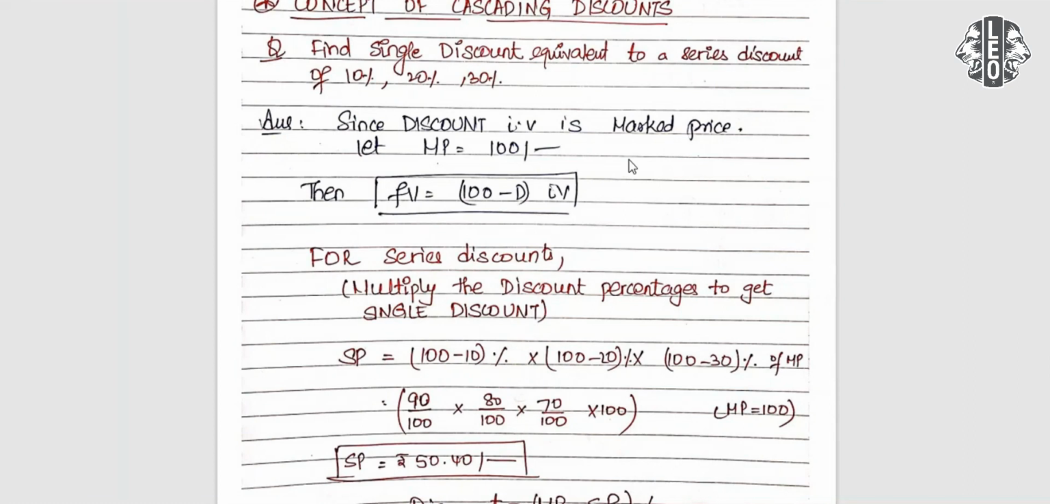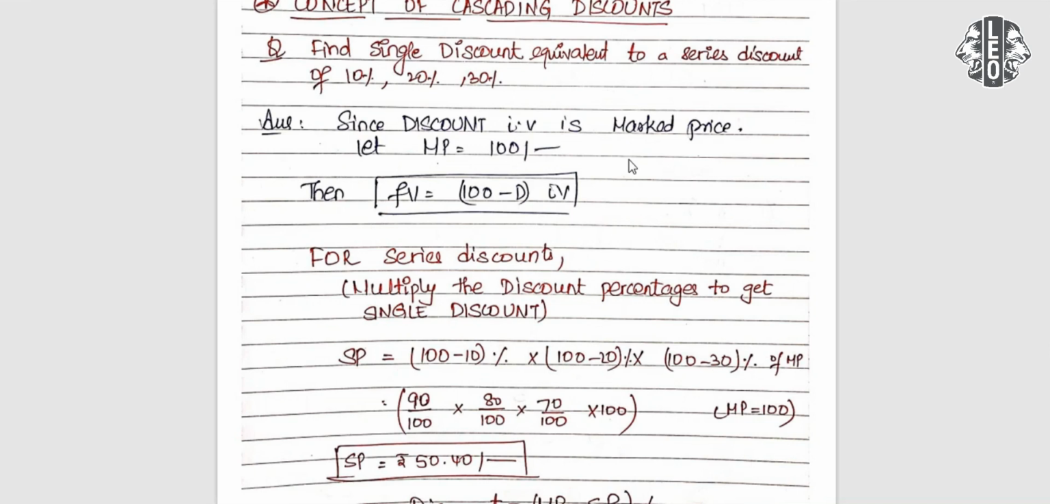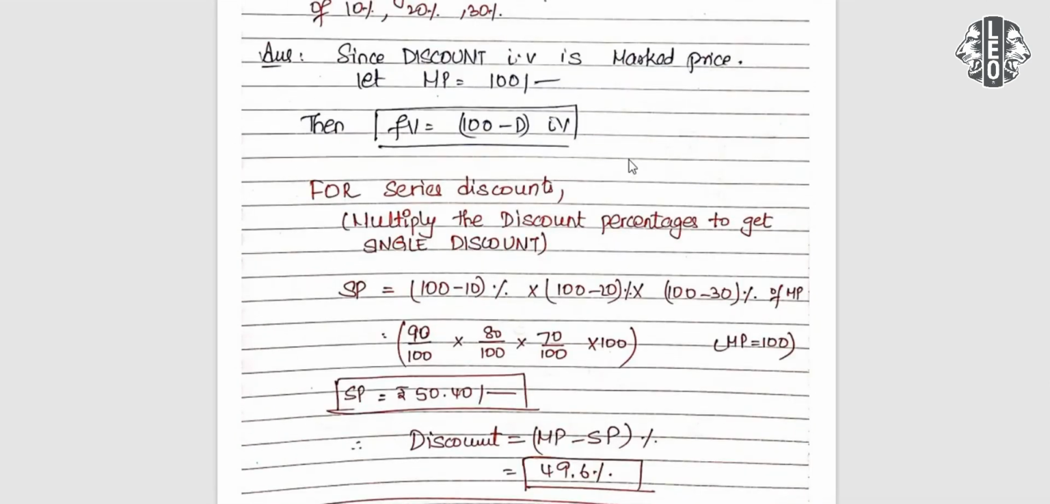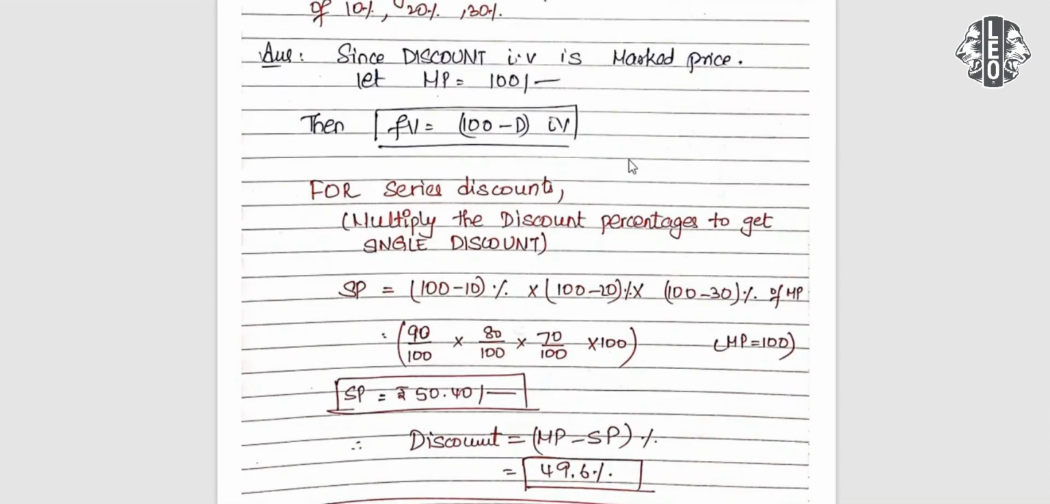So 90, 80, 70. They are asking for the single discount, not the single discount percentage. So just assume the marked price is 100. You calculate the selling price from this formula to be 50.4. Now what is discount? Discount is nothing but marked price minus selling price. Marked price is 100%, and 50.4 is the selling price, so the discount is going to be 49.6%.